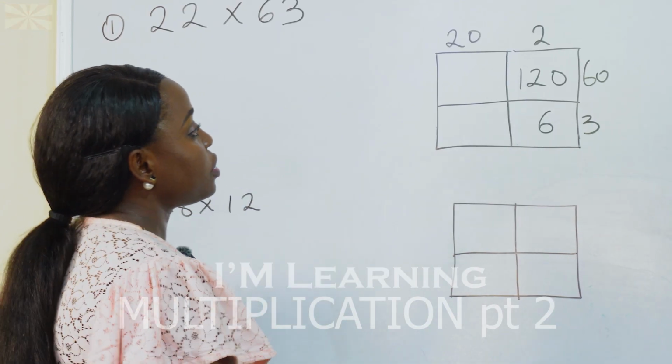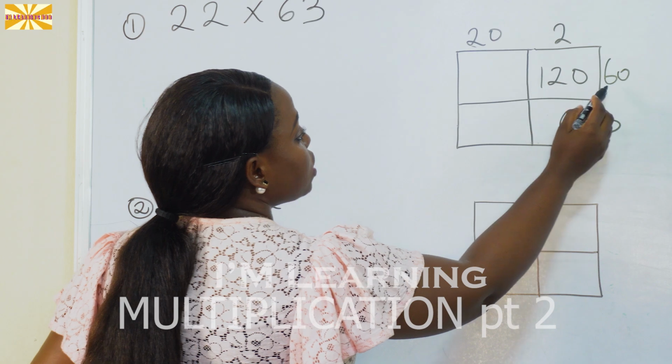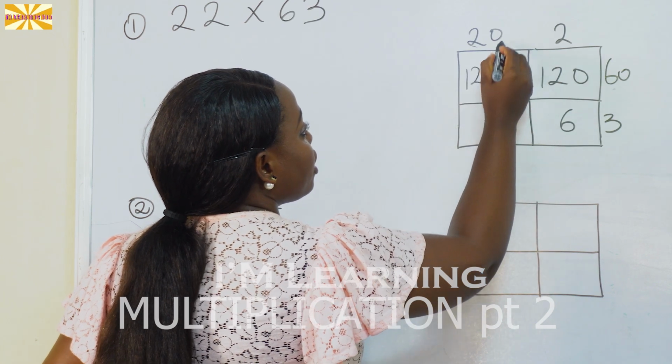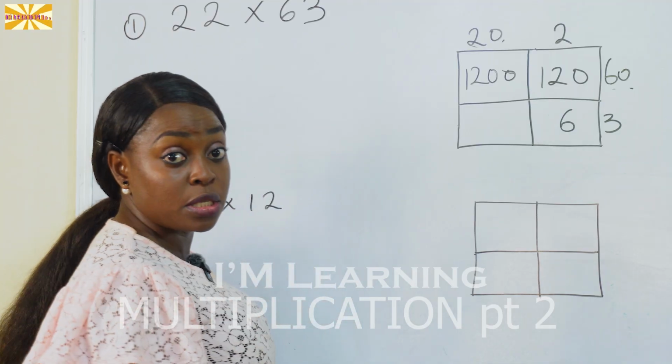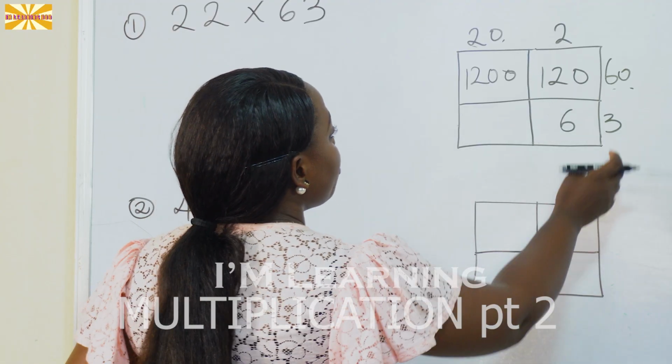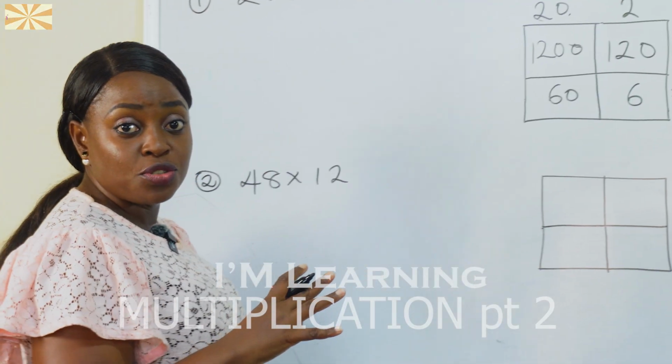Come to this side. Do the same thing. 20 times 60. 2 times 6 is 12. And then you add your zeros that are in your answers. So 20 times 60 is 1,200. 3 times 20 is 60. Now this is where it gets interesting.